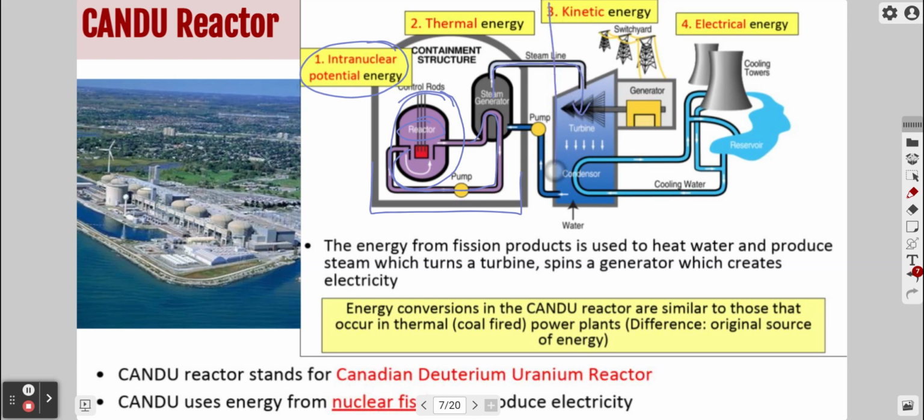Okay, so from this point, it's exactly the same as the reaction in a coal-fired plant, right? So you've got the thermal energy heating the steam, turning it into kinetic energy by turning the turbine, which turns the generator and creates the electrical energy. So same pattern here, right? It's just that first step where the energy source is. That's different.